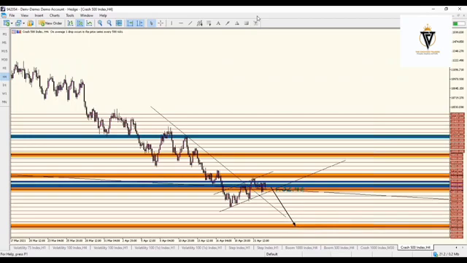So price breaks that point, breaks the tests, and then we see that movement to the downside. The TP is here. This is clean enough for everyone to see and take.